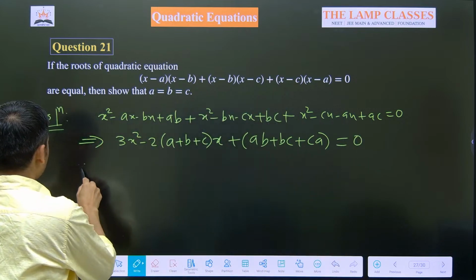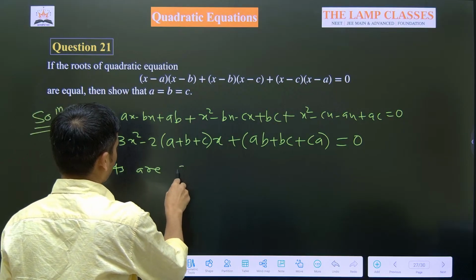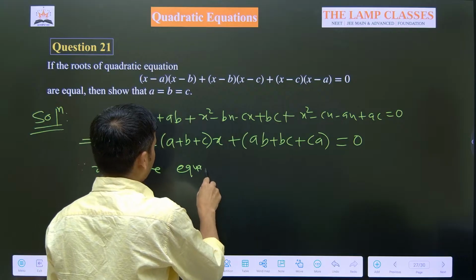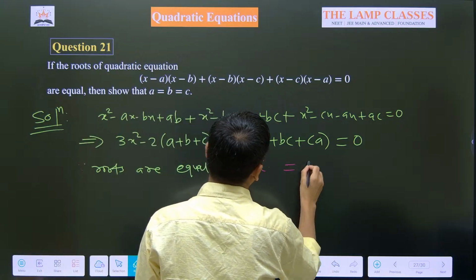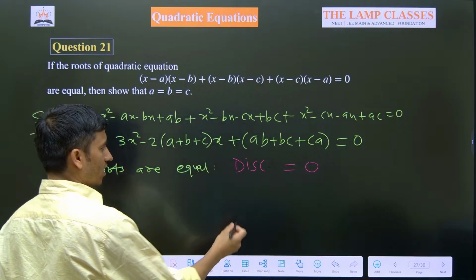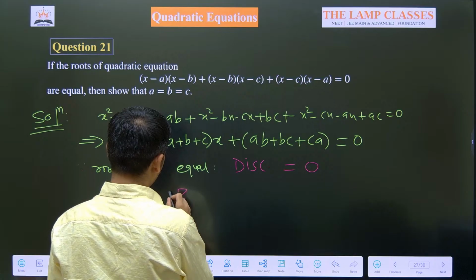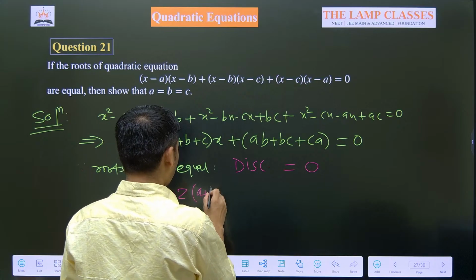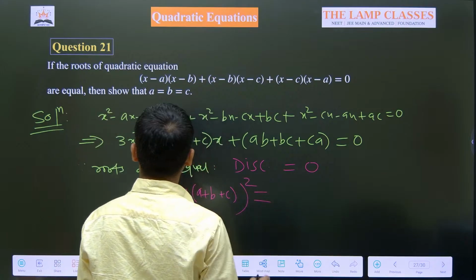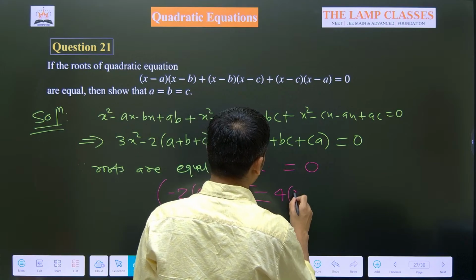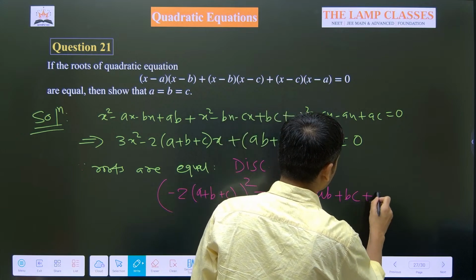And now since roots are equal, means discriminant should be 0. And discriminant is b square minus 4ac, right? So b square means minus 2 times a plus b plus c the whole square should be equal to 4 times a, means 3 into ab plus bc plus ca.